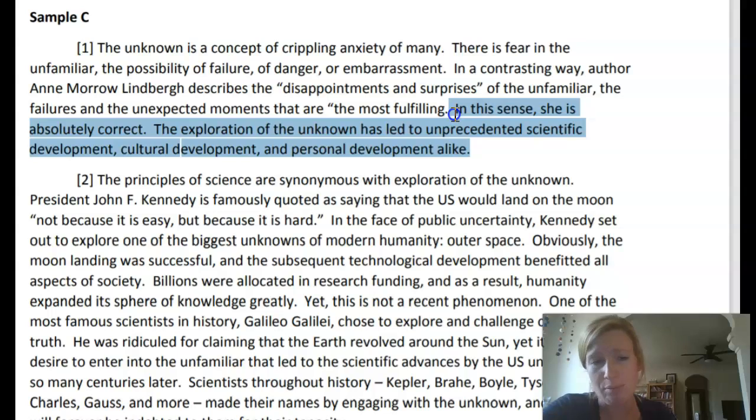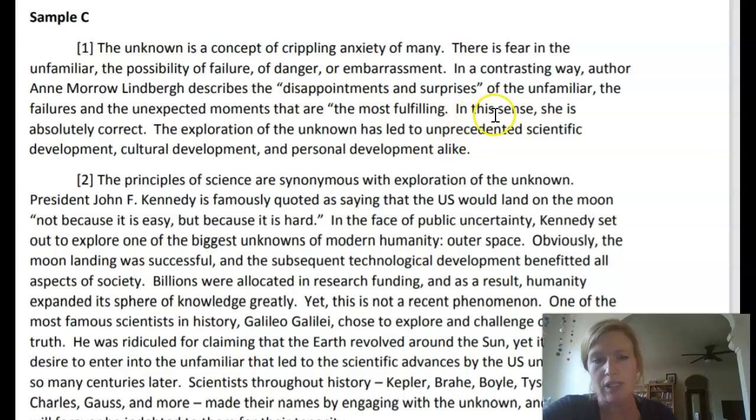In this sense, she is absolutely correct. The exploration of the unknown has led to unprecedented scientific development, cultural development, and personal development alike. You'll also notice that the student had very specific examples and commentary, so evidence and commentary, when it came to why exploring the unknown was such a fulfilling and enriching activity.